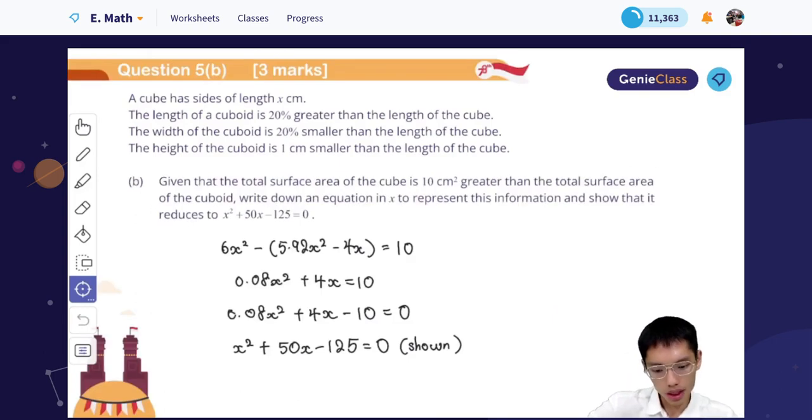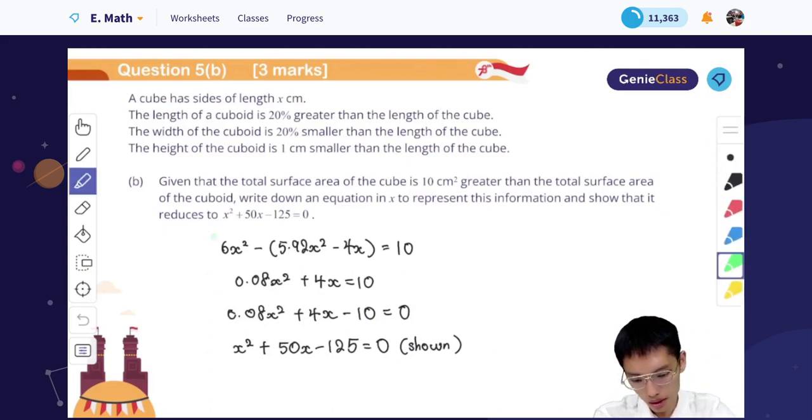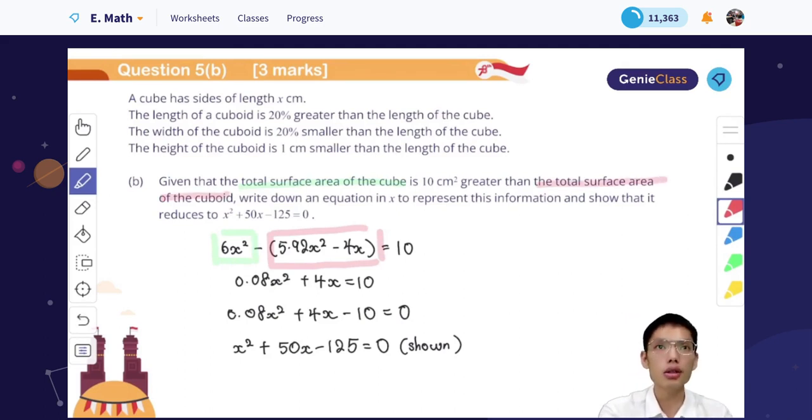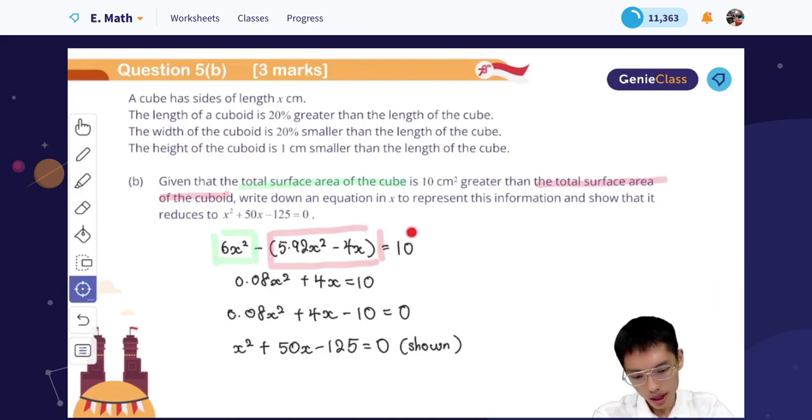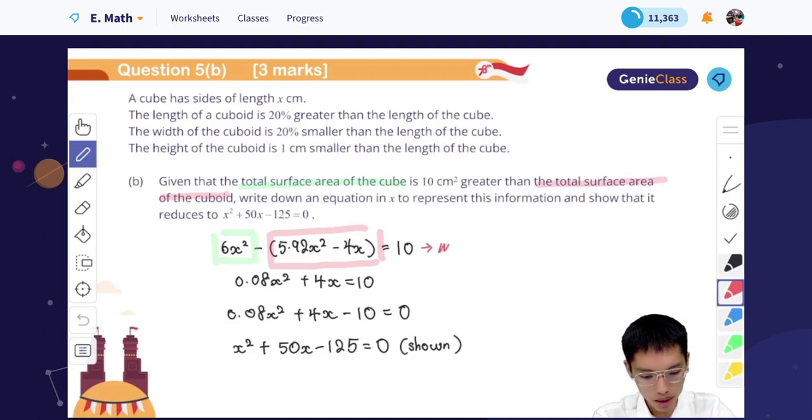Next, the part over here is just for you to see, given a scenario, how we actually reduce to a quadratic equation. From the previous part, we know the total surface area of the cube is greater than the total surface area of my cuboid by 10. So that's why we have this. Simplifying it, the rest is just simplification. 1 mark for this statement, 1 mark to simplify to something equivalent, and 1 mark for the answer. So that's how to get 3 marks.